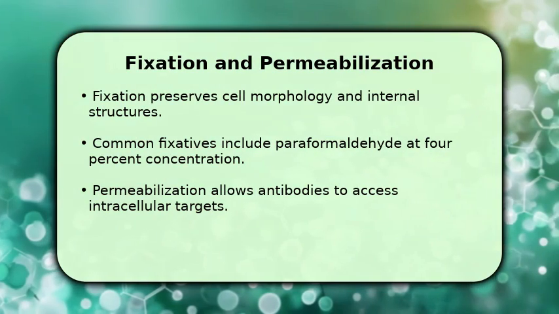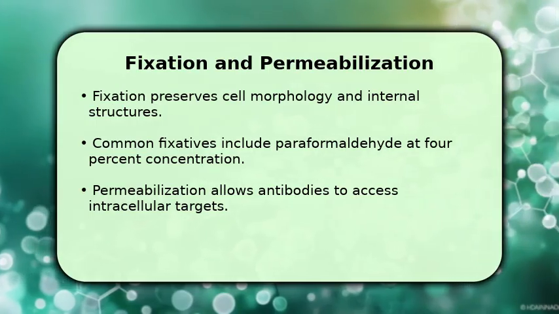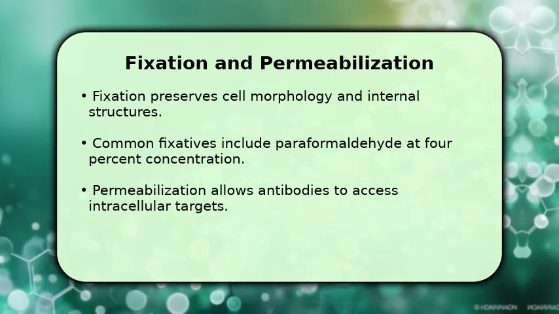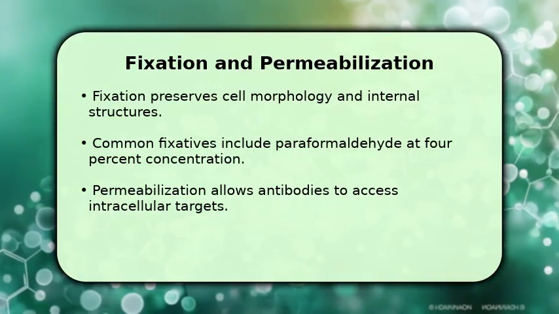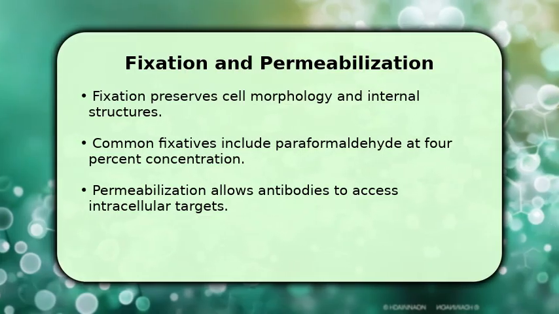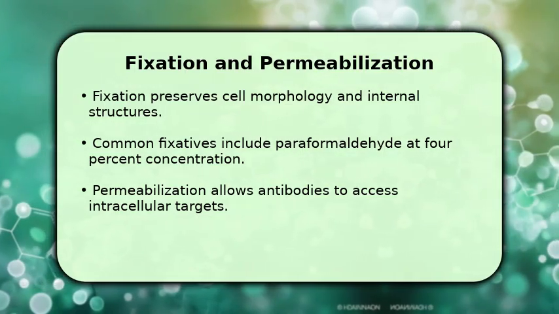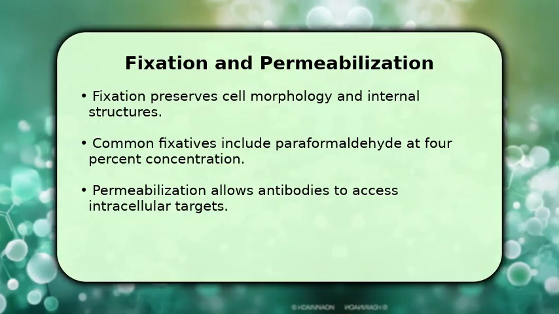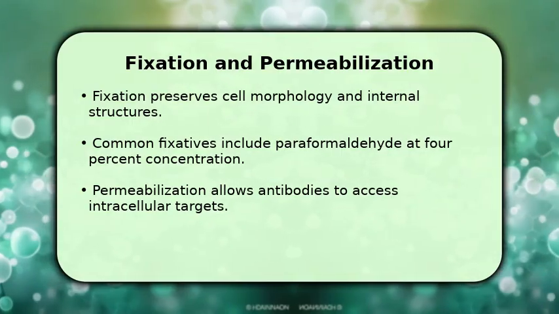Once collected, cells need fixation to preserve their structure. A common method involves using a 4% paraformaldehyde solution for about 15 to 30 minutes. Following fixation, cells often require permeabilization. This process uses detergents, such as Triton X100, to create small pores in the cell membrane. These pores allow larger molecules, like antibodies, to enter the cell and bind to their specific targets for subsequent staining.